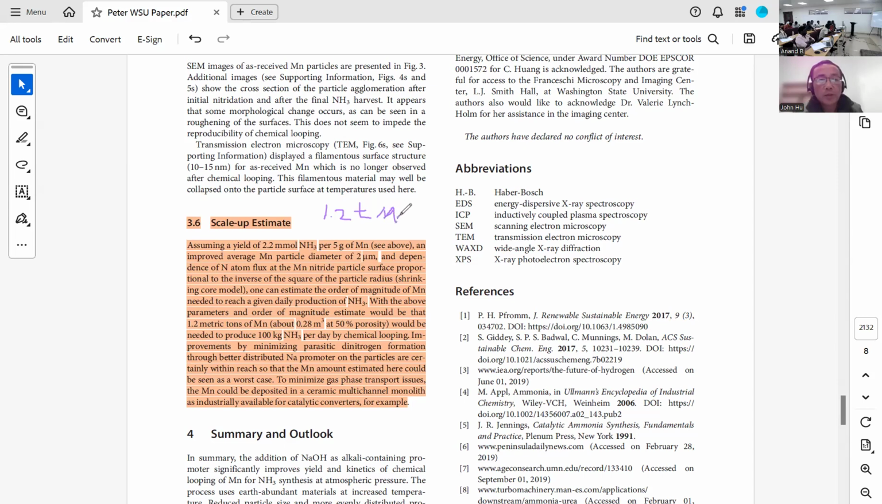So he said you need 1.2 ton of manganese for a capacity of 100 kg ammonia per day. You need this much catalyst. So my question is, his calculations based on all he described, I don't think it's necessary. What you can estimate is, I'm going back, to produce 100 kg of ammonia per day, how much catalyst is needed. So here's the data. You already have the data.